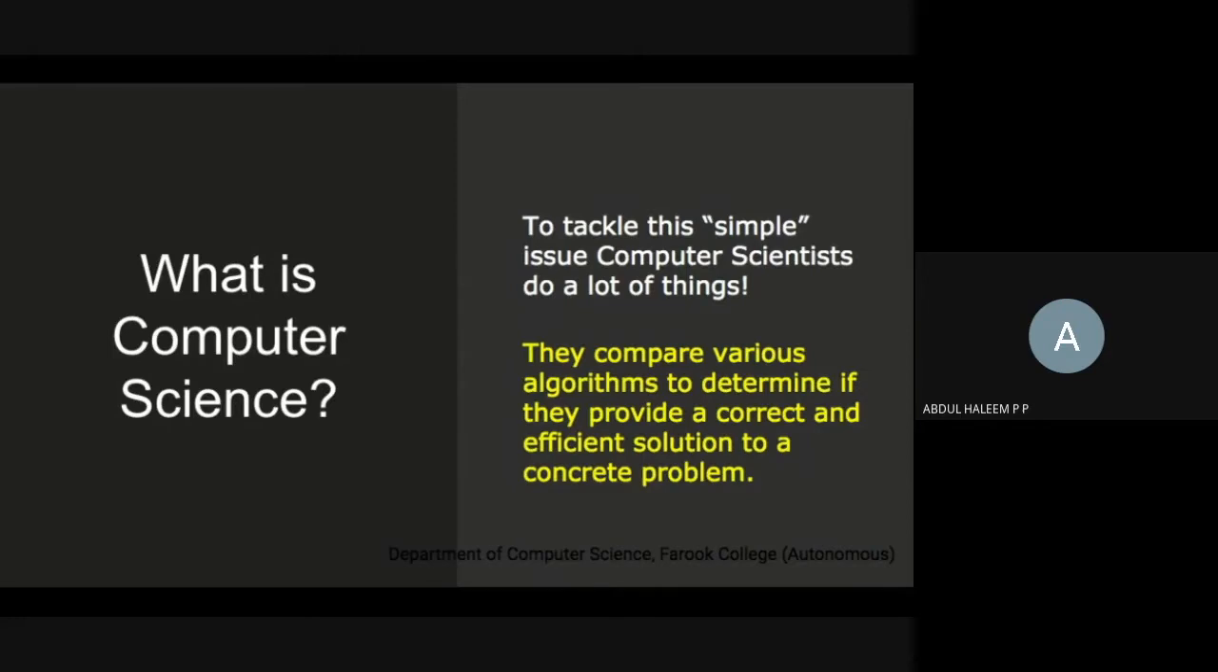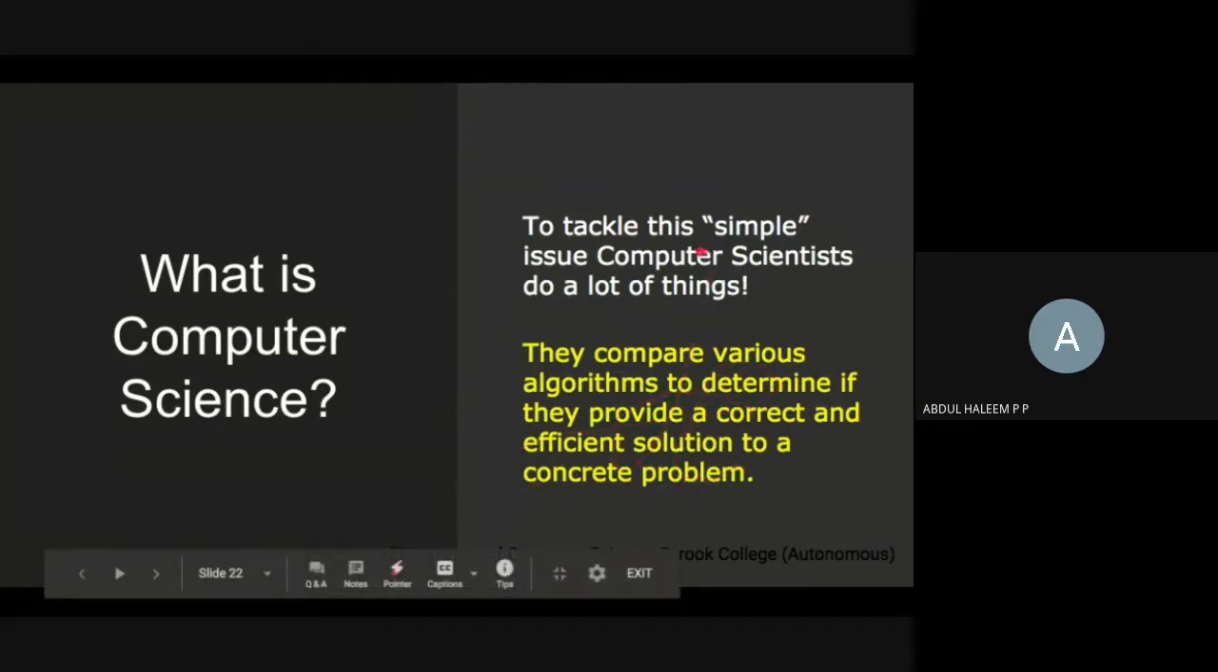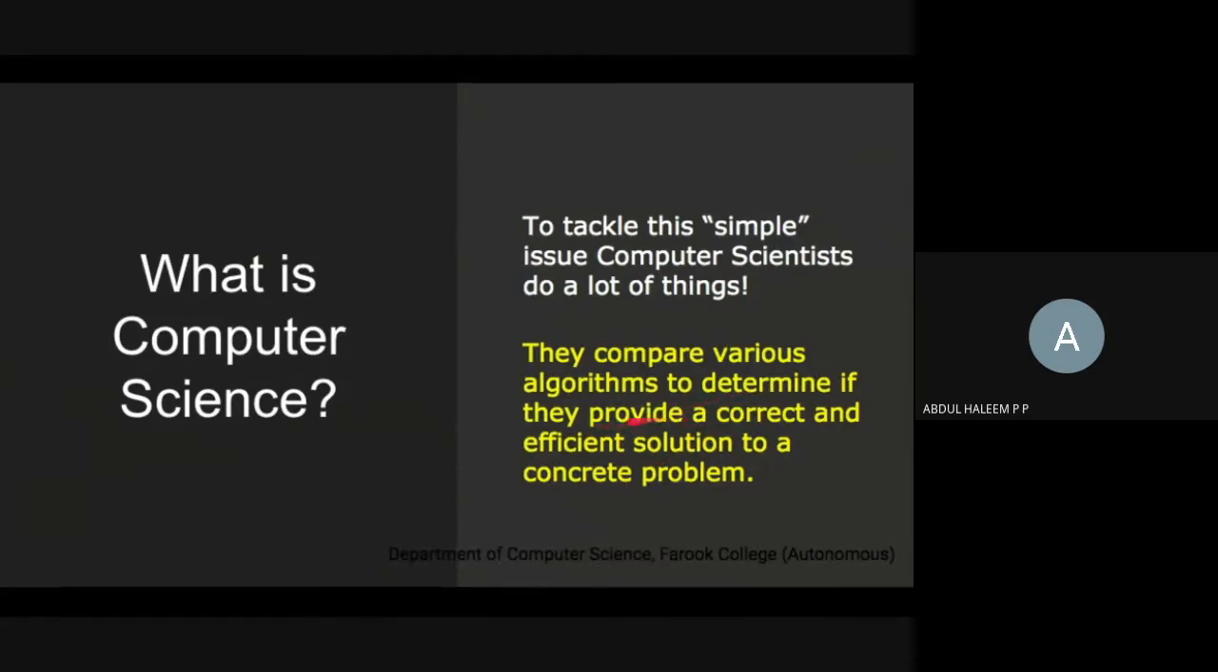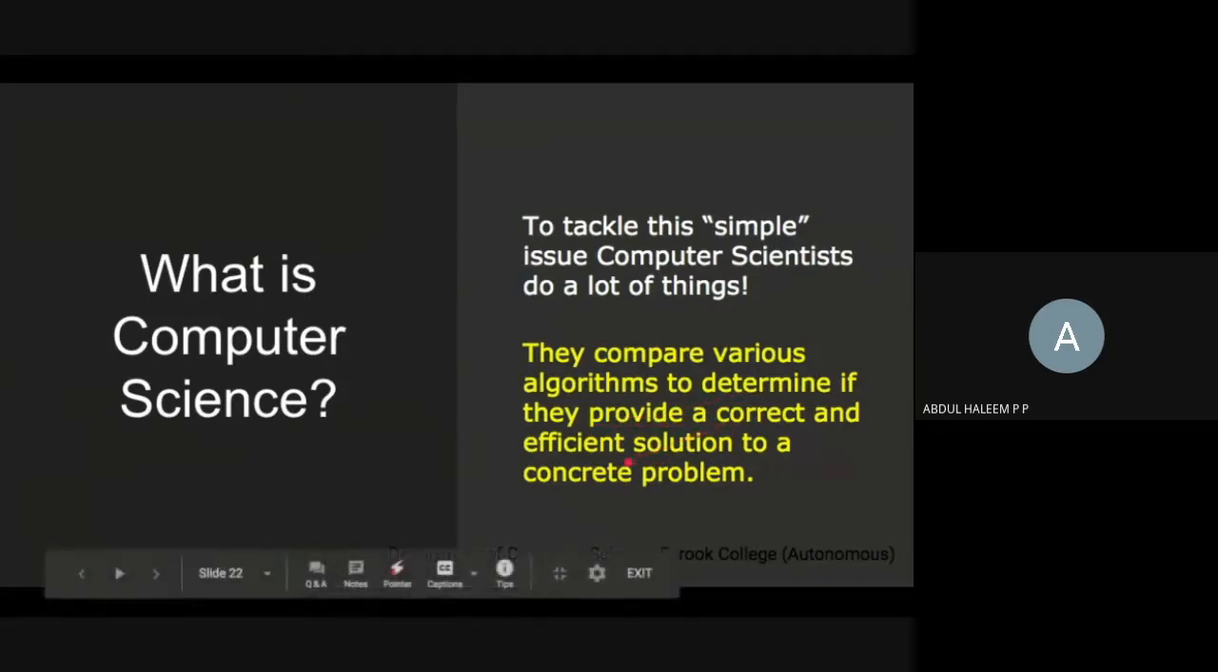So if an algorithm cannot end within a finite amount of time, there is no value for that. What will happen? When you implement this algorithm, the machine will not respond after a certain time. What will you do? We'll use our ultimate tool for powering off or rebooting the system. That's it. So it should not happen. So this is a hard task for computer scientists, to determine if an algorithm provides a correct and efficient solution for a definite problem.